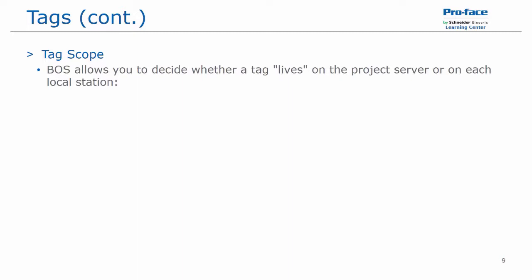In tag scope, essentially what this means is that this allows you to determine where the tag lives, either globally, meaning that it resides on the project server and all of the information is shared, or locally on each station where the data is exclusive to each one of those stations.